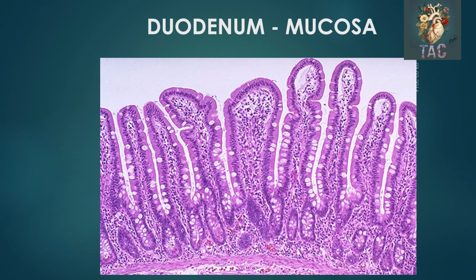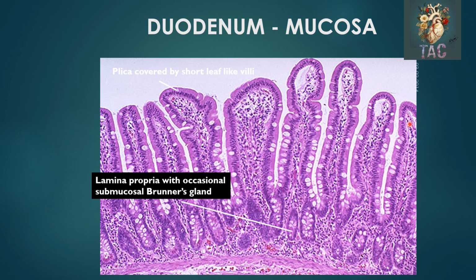So this is the diagram through the surface. These are the villi of the duodenum formed by the simple columnar epithelium with goblet cells and microvilli. These are the intestinal glands or crypts of Lieberkühn which are present. Then the muscularis mucosae and lamina propria, with occasional submucosal Brunner glands, and the muscularis mucosae.